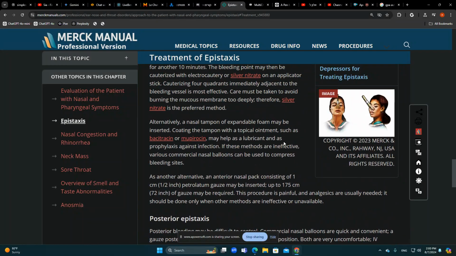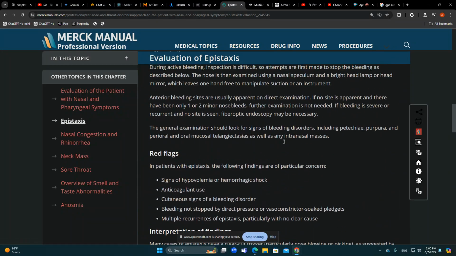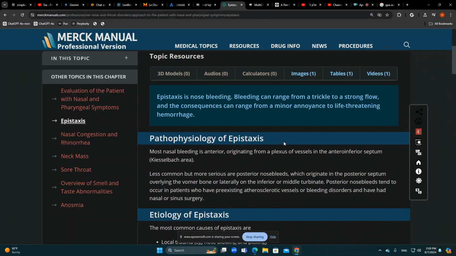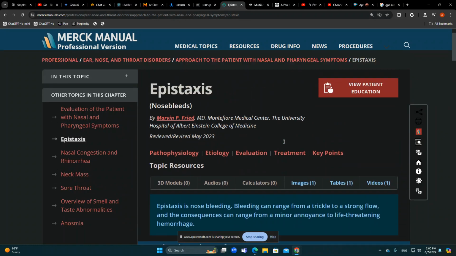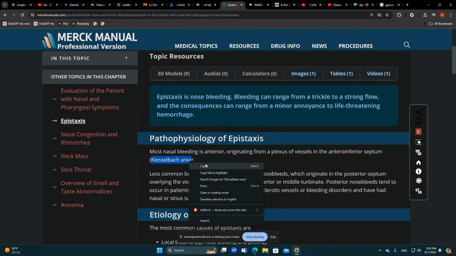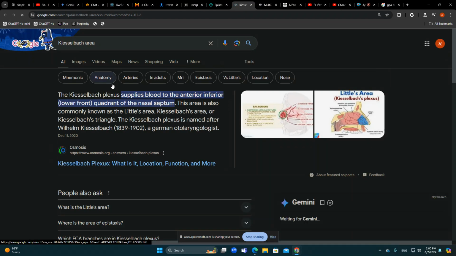So this was about epistaxis: anterior epistaxis, posterior epistaxis, red flags, causes, more common causes, more rare causes, and that is it. Thank you very much. This was from the Merck Manual Professional Edition. If there are any corrections or mistakes, please tell me, and that is it.